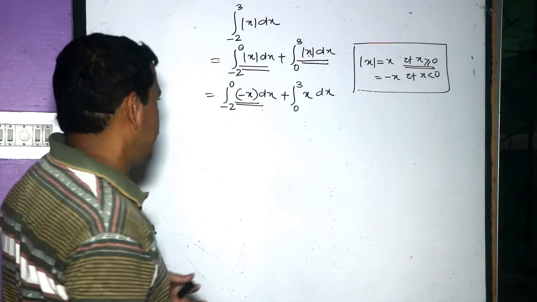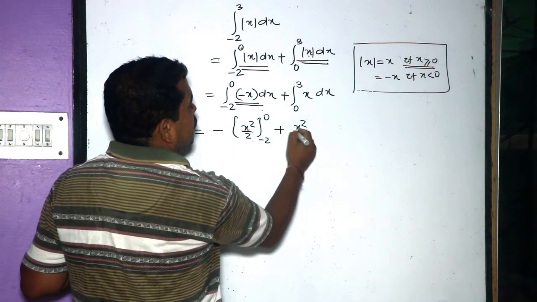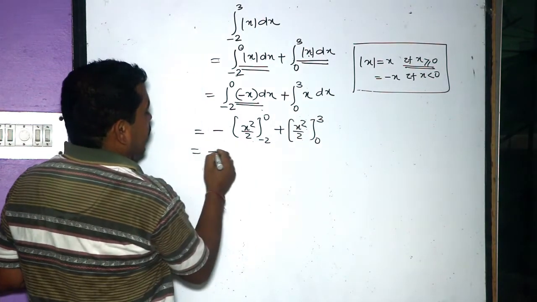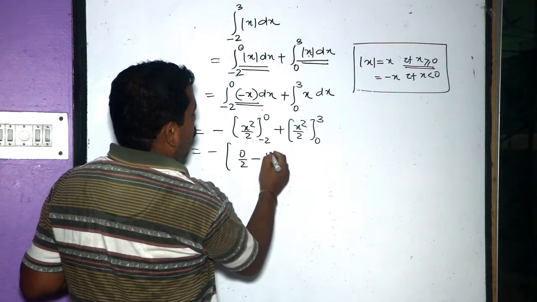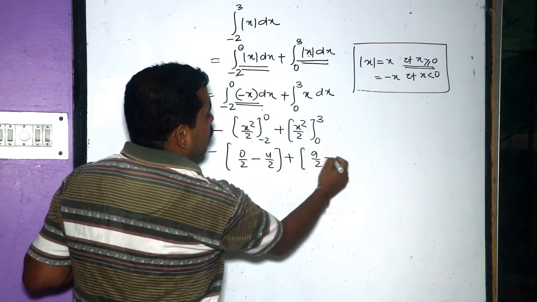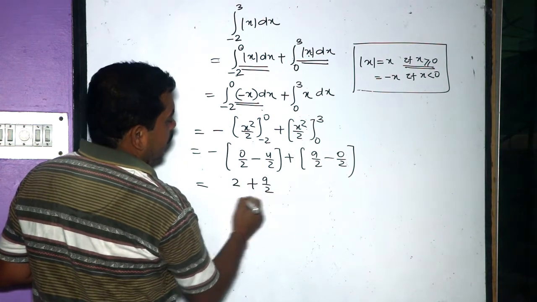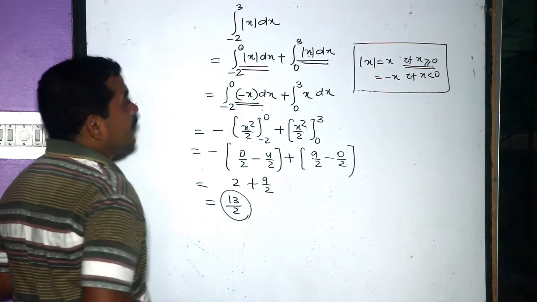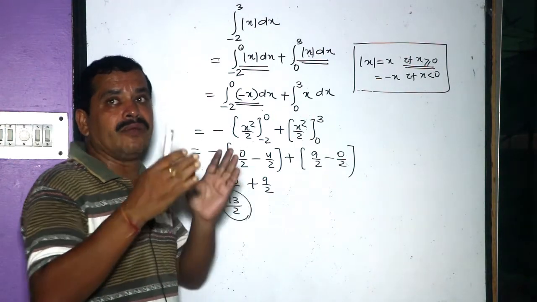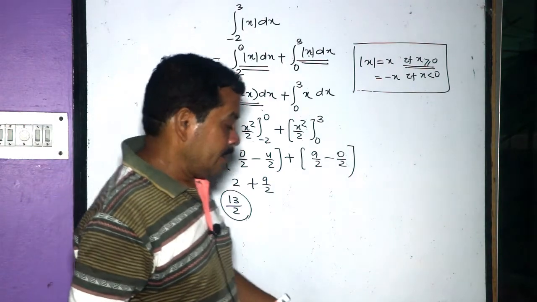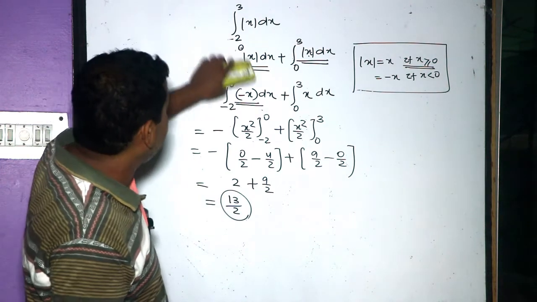Now we can integrate directly, which will be -x²/2 from -2 to 0 plus x²/2 from 0 to 3. That is equal to minus, instead of x you put the upper limit, 0/2 minus 4/2, plus 9/2 minus 0/2, which equals 2 plus 9/2, that is equal to 13/2. That is the answer. So when it is a modulus function, we have to divide into two parts, one for positive and one for negative. In the positive part, |x| will be x, and in the negative part, |x| will be -x. Then after that you integrate.